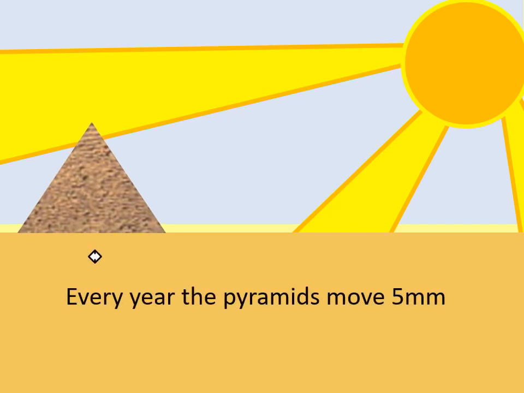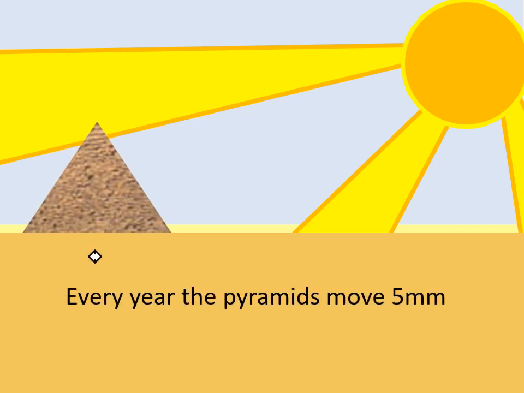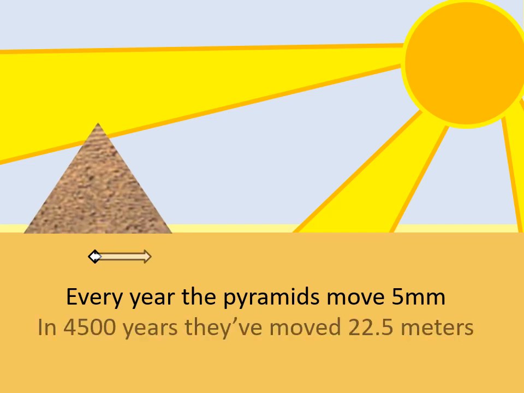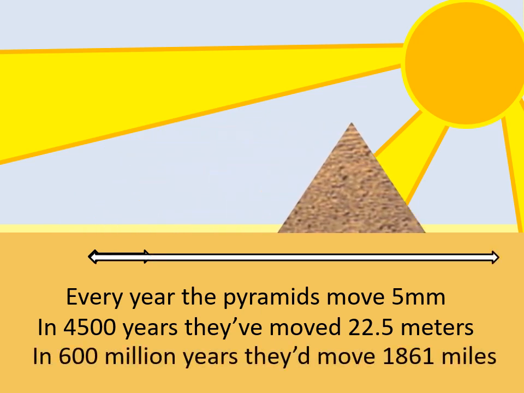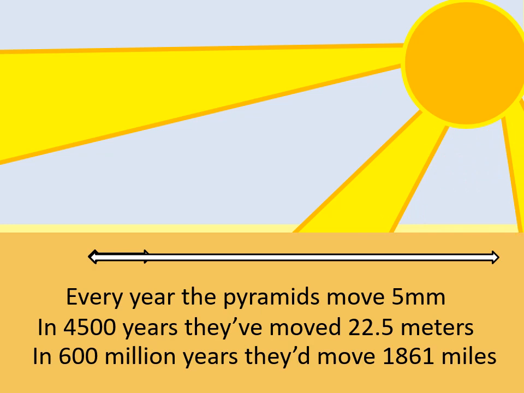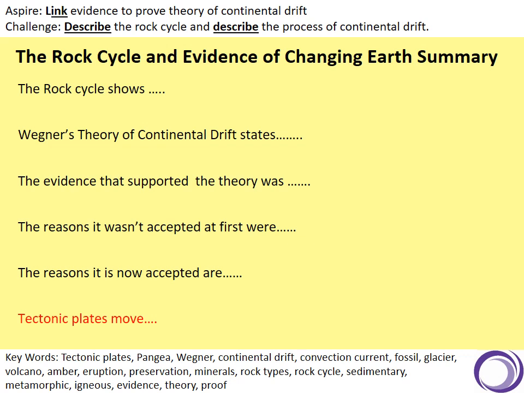We can measure that pyramids actually move about 5 millimetres a year. That's not very far. However, over 4,500 years, they would have moved a whole 22.5 metres, and in 600 million years, they would have moved nearly 2,000 miles. So that should give you the final piece of information to fill in on our summary. How far do the tectonic plates move on average in a year?